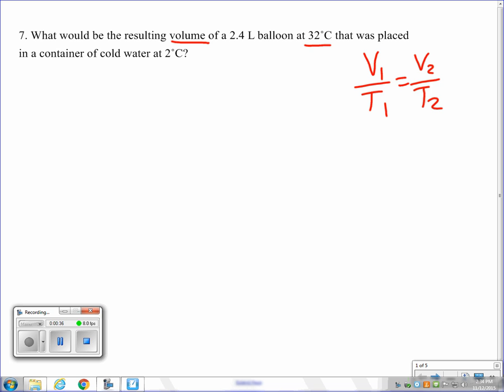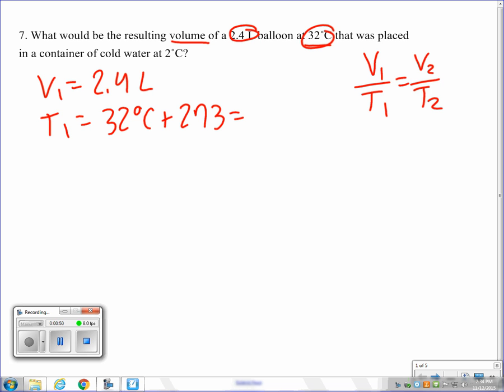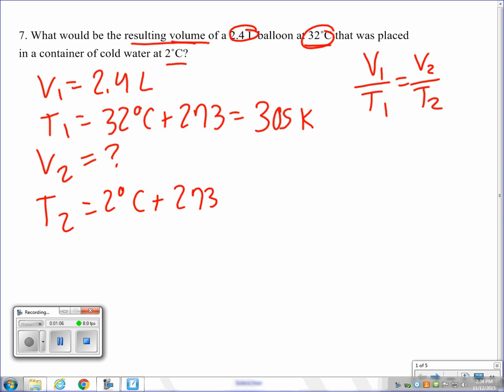Okay, so our V1 is that first volume, which is 2.4 liters, and our T1 is that first temperature given to us, which is the 32 degrees. It is in Celsius, so we have to make sure that we convert it to Kelvin by adding 273. So this is 305 Kelvin. And then it says our resulting volume, so that means we're looking for our V2. So we need our T2, which is 2 degrees Celsius. And then again, we add 273 to make it our Kelvin temperature.